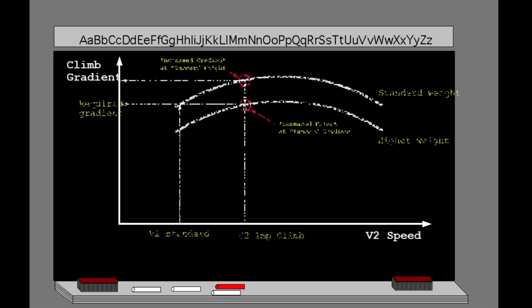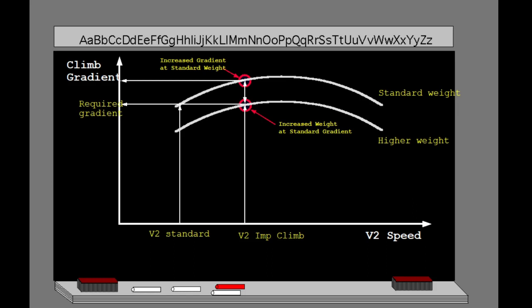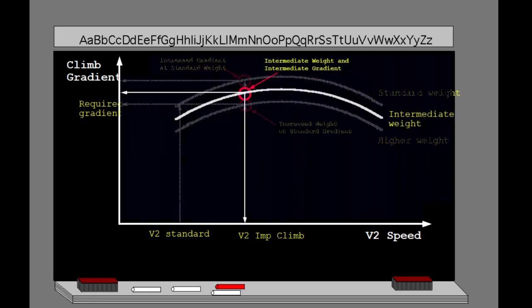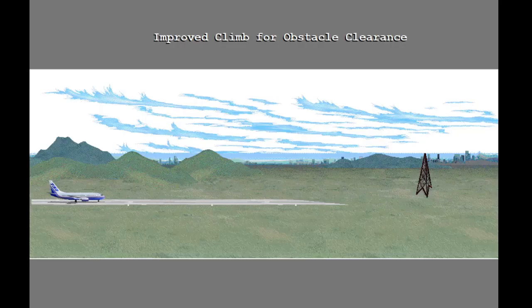The increased climb performance may be used to increase climb gradient or takeoff gross weight. In the case of obstacle clearance with improved climb, part of the increased performance is used to increase climb gradient, and part is used to increase takeoff gross weight. The portion that must be used to increase climb gradient depends upon the distance of the obstacle. The extra climb performance is due to the increased speed.